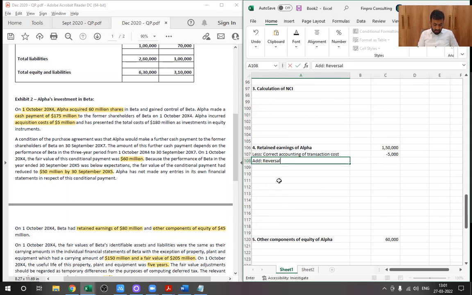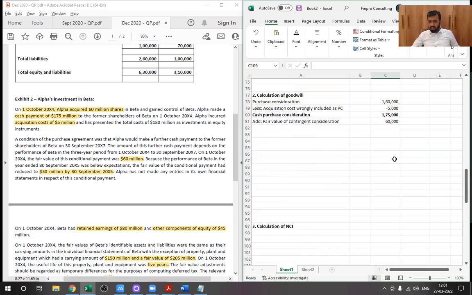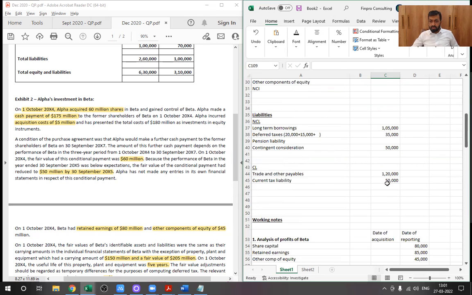Reversal of contingent consideration. It has a positive impact on this. Are you with me? So you can actually give reference here, less, instead of writing it out.